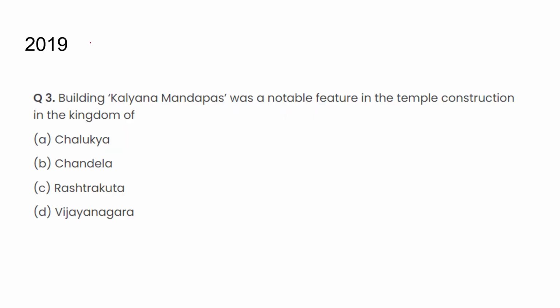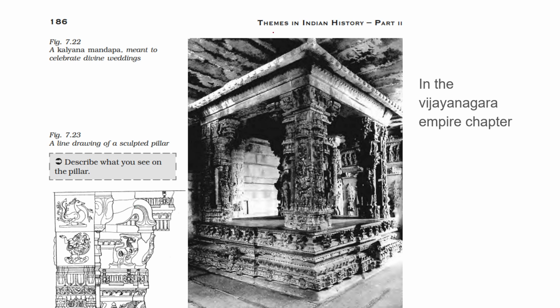Again a 2019 question. Building Kalyana Mantapas was a notable feature in the temple construction in the kingdom of: Chalukyas, Chandela, Rashtrakuta, Vijayanagara. So if we see this textbook, Themes in Indian History, under the Vijayanagara Empire chapter, you have here Kalyana Mantapas. There is an entire paragraph describing this Kalyana Mantapa under the Vijayanagara Empire. So for this art and culture chapter, you should also see the art and culture that has been explained under the textbooks of ancient as well as medieval India.